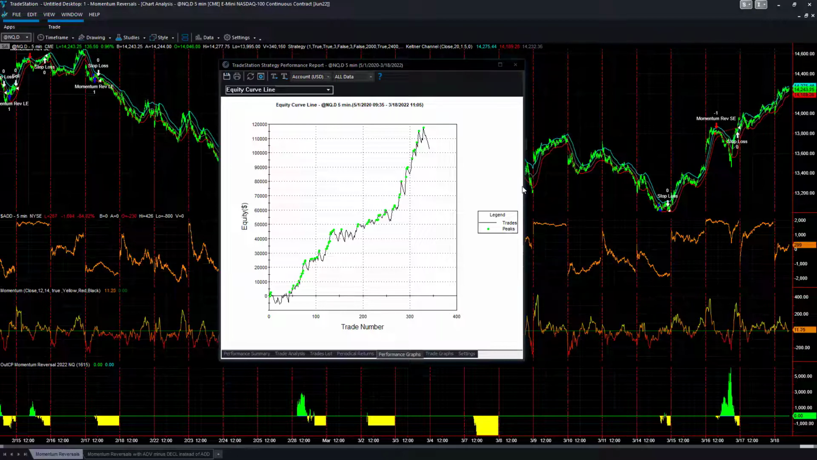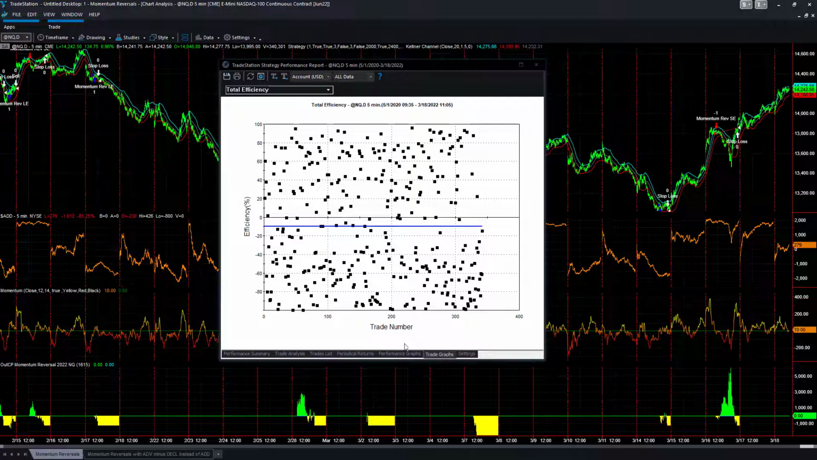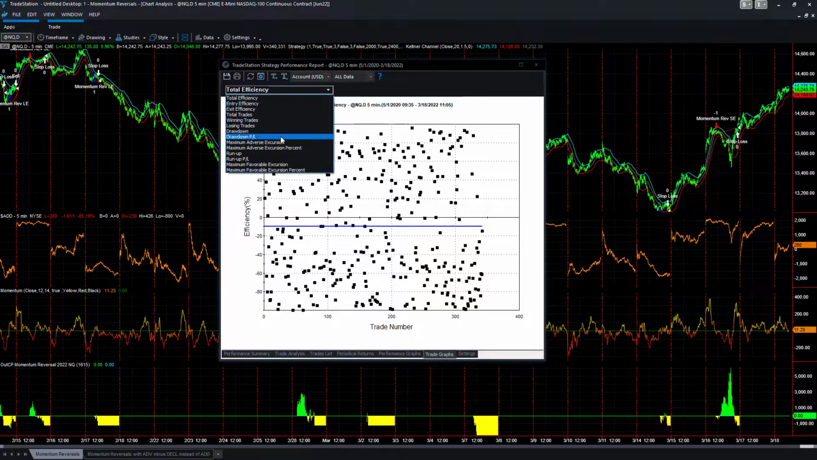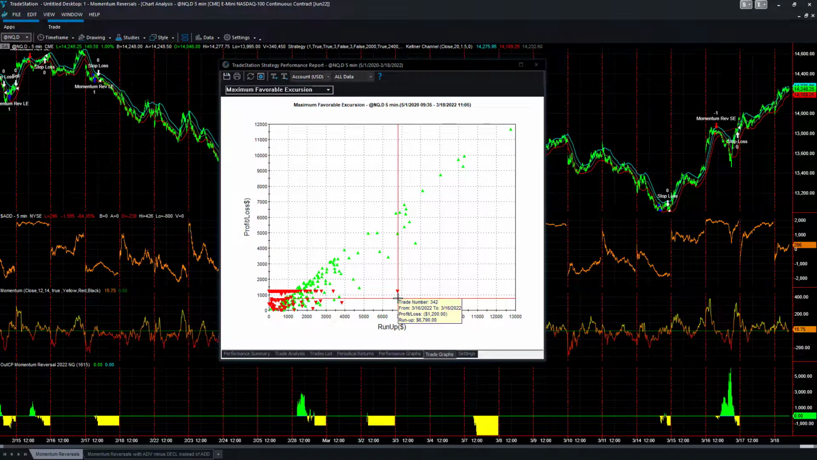I want to look at maximum favorable excursion though. We've looked at maximum adverse excursion in the past for stop losses, and I want to look at maximum favorable excursion. So you can find maximum favorable excursion under trade graphs. We had a one-off trade this week that we've not seen before where you're up $6,780 and it reverses to a stop loss.